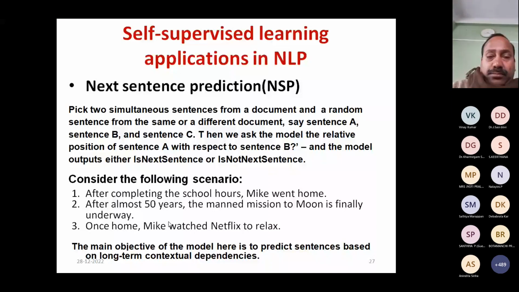This is a classification task which follows completely self-supervised learning, because you don't have any label. You cannot label a sentence as belonging to this category or that category. So a completely self-supervised learning technique is used in this next sentence prediction.